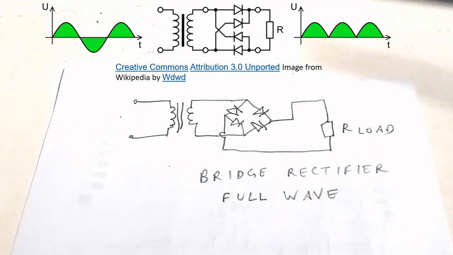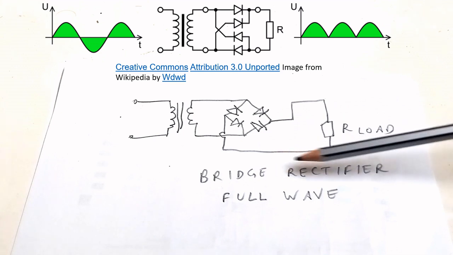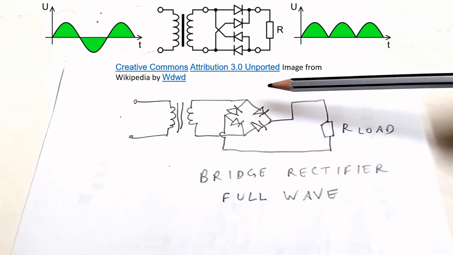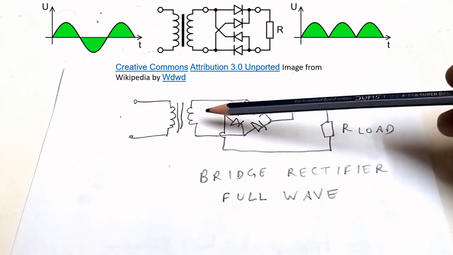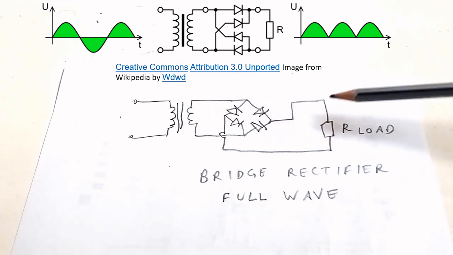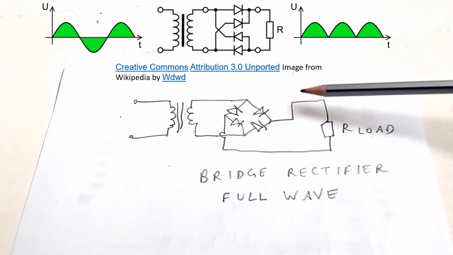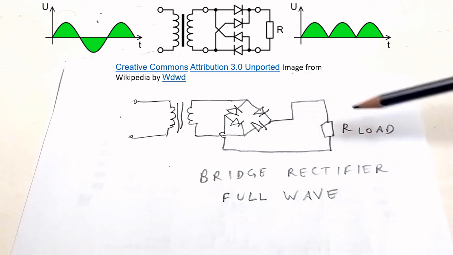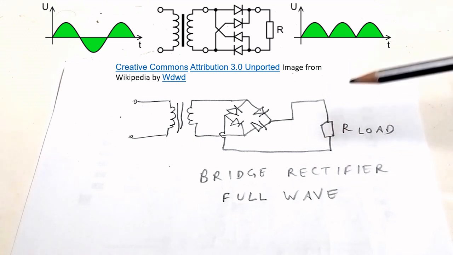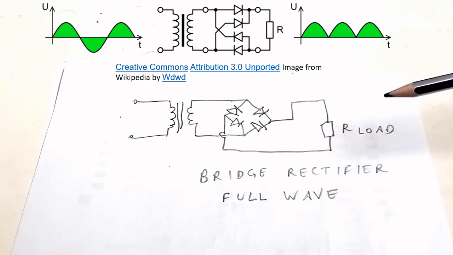Now there is another, known as the bridge rectifier, where a bridge of 4 diodes is used. The advantage here is that you don't need a center tap for the transformer. A simple transformer is used without a center tap, and the diodes are connected in such a way that it behaves like a full wave rectifier. So this is another way of implementing a full wave rectifier. The output will be the same pattern which I have shown earlier.